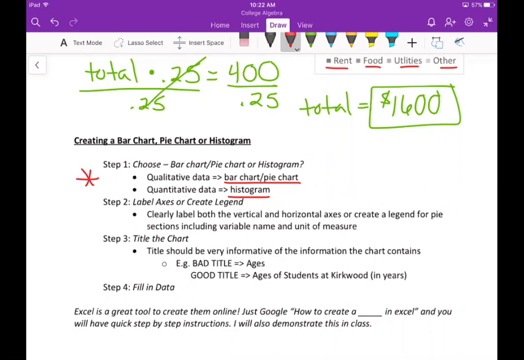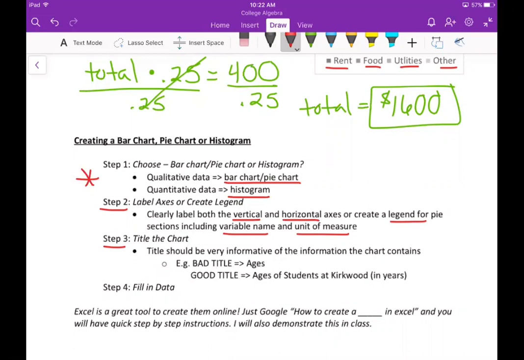Once that decision is made, the next two steps are very important. In all of the visualizations we looked at today, we had very clear labels, so we had no question about what was going on in the chart, about what the data was we were looking at. We had clearly labeled vertical and horizontal axes or legends if it was a pie chart. We had variable names included and units of measure included. Very important that you put all of those things in when creating one of these charts. Leave no question to the reader as to what's going on with the data.